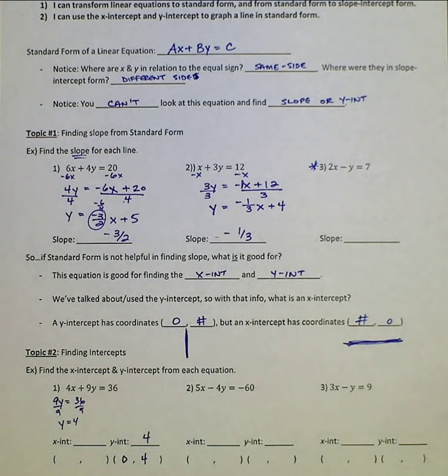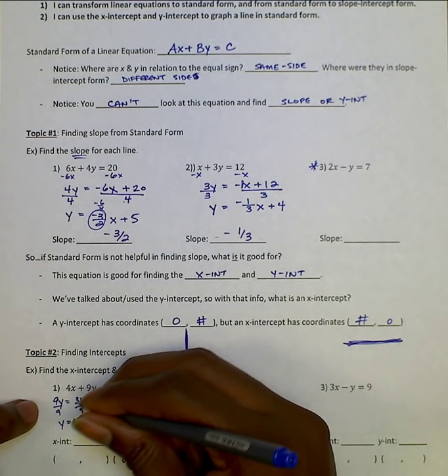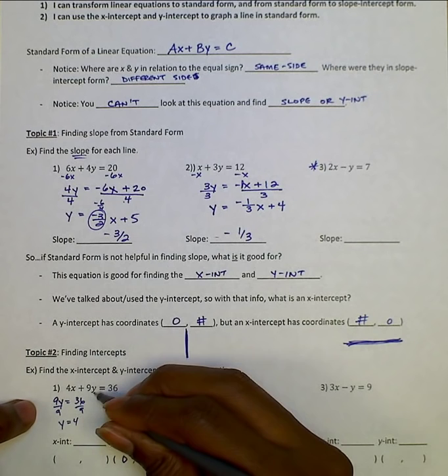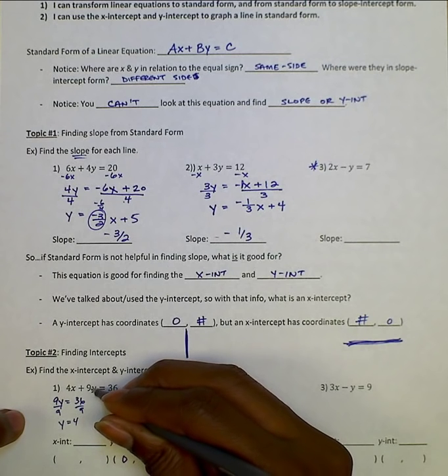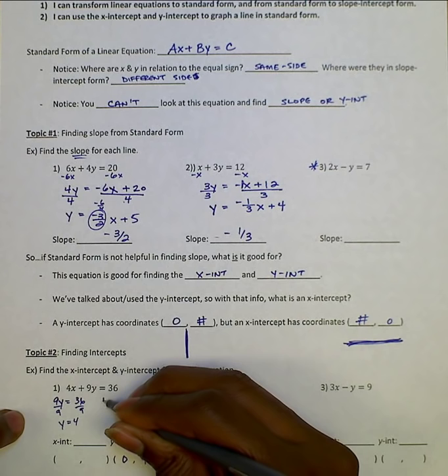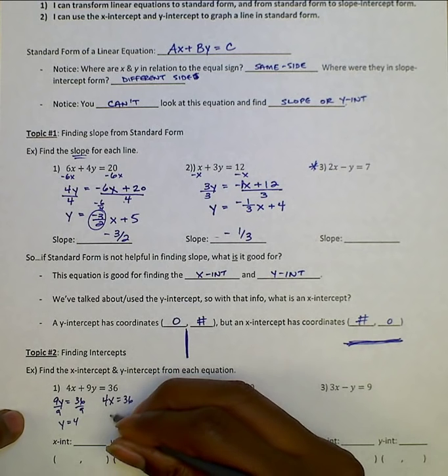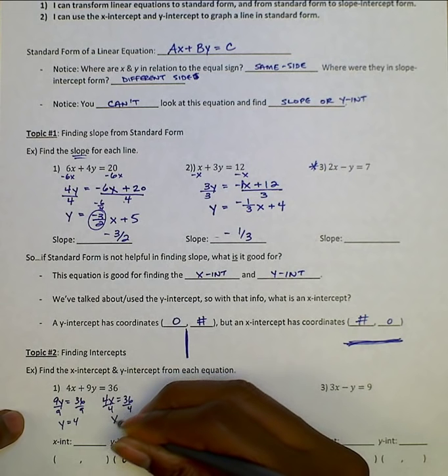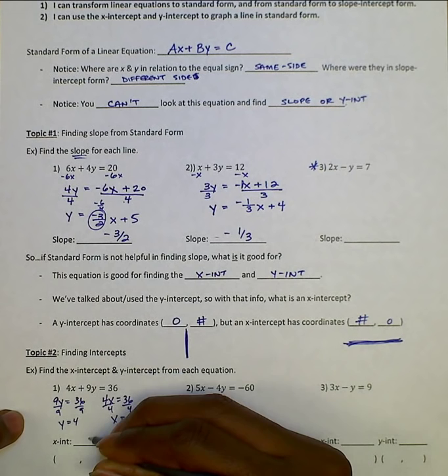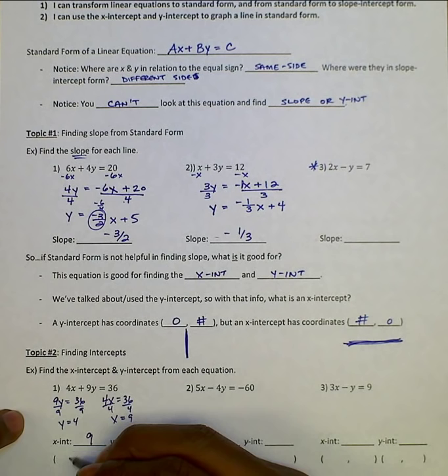To find the x-intercept, we do the same thing, except instead of plugging in 0 for x, we're going to plug 0 in for y. So again, 9 times 0 is 0. That goes away. We'd have 4x equals 36. Let's solve for this: x equals 9. So our x-intercept is going to be at 9, or (9, 0).